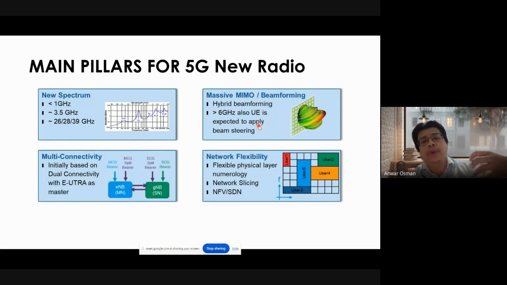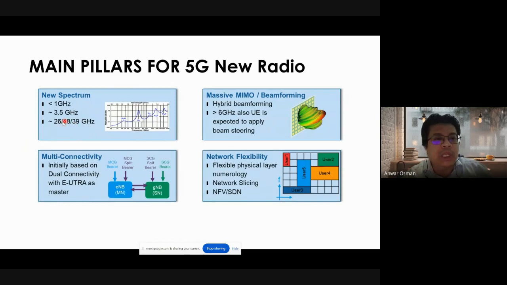So as the frequency goes higher, we need to apply beamforming so that we can maximize the power to the intended target, right? So you have a smaller beam, but it can go stronger to compensate for the loss of propagation at higher frequency, especially in the millimeter wave range.